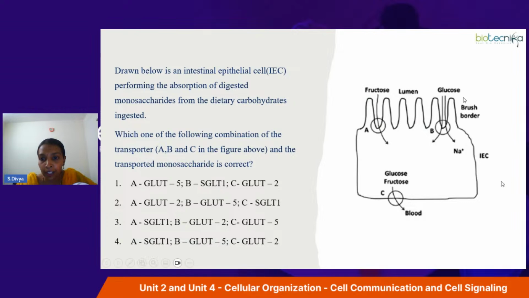Can you identify the A, B, C? What does it indicate? Now this is the part of an intestinal epithelial cell. You need to identify what A indicates, B and C indicate. Which transporter it is.